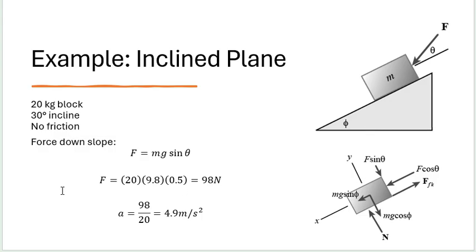So therefore we plug in all the numbers, and you have 20 for your mass and 9.8 for your acceleration due to gravity. And then of course your sine of 30 is going to give you 0.5. Use your TI-89 or EXA calculator, or you can AI it. It's going to give you 98 Newtons. So your a is equal to 98 divided by 20, and you're going to get 4.9 meters per second squared.